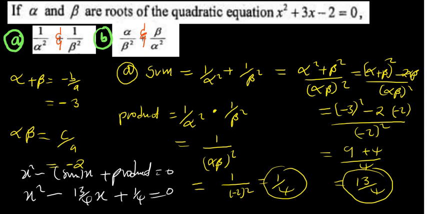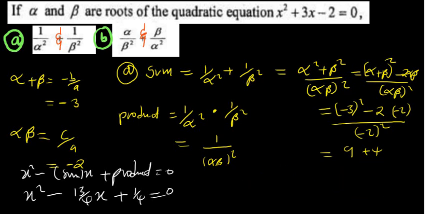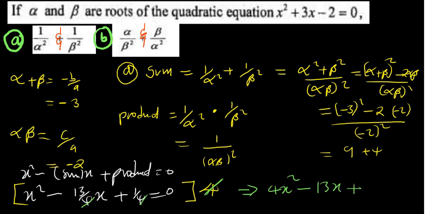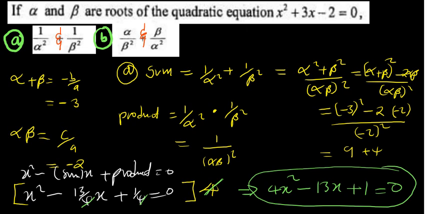Now you can see that we have got a 4 in the denominator for both terms. So what are we going to do? I'm going to multiply everything by 4. So that gives us 4 times x squared, 4x squared. Then this 4 cancels with the 4 in the denominator, and the same for the other one. That will be minus 13x plus 1 is equal to 0. So this is the equation having the roots 1 over alpha squared and 1 over beta squared, if x squared plus 3x minus 2 has the roots alpha and beta. So that is it for the first one.